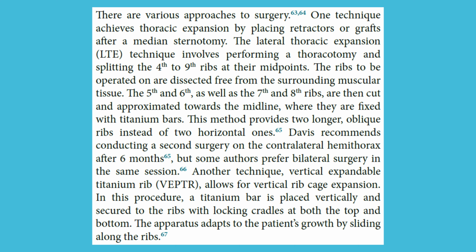Davis recommends conducting a second surgery on the contralateral hemithorax after 6 months, but some authors prefer bilateral surgery in the same session. Another technique, vertical expandable titanium rib (VEPTR), allows for vertical rib cage expansion. In this procedure, a titanium bar is placed vertically and secured to the ribs with locking cradles at both the top and bottom. The apparatus adapts to the patient's growth by sliding along the ribs.